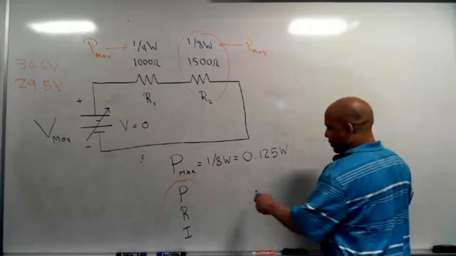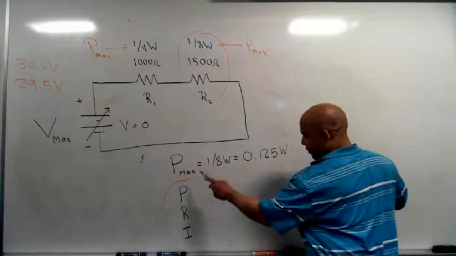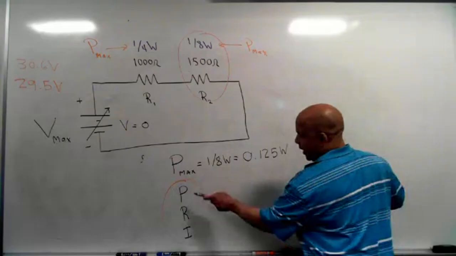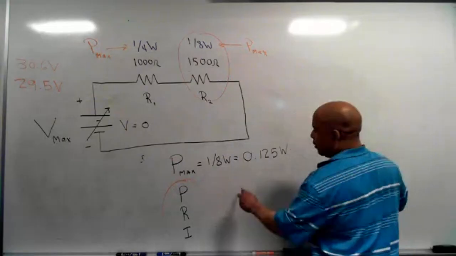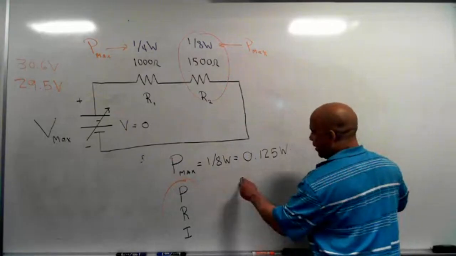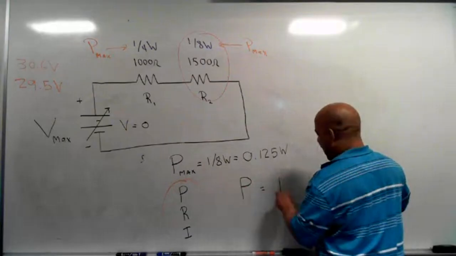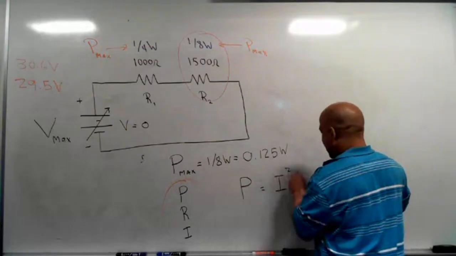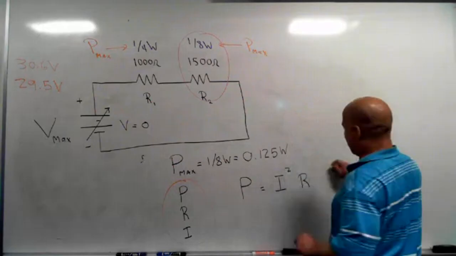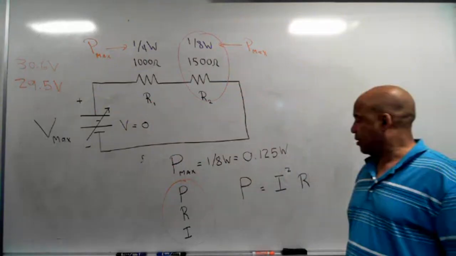So given that equation, given this list, I need an equation to relate P, R, and I. Do I have one? Well, I do. I know that P equals I squared times R. So I know that formula. We've already used that once tonight.